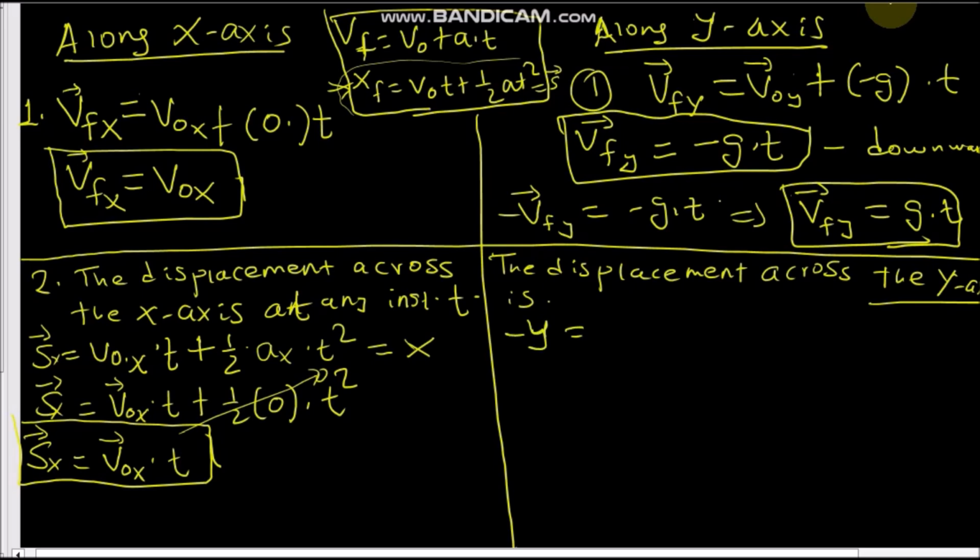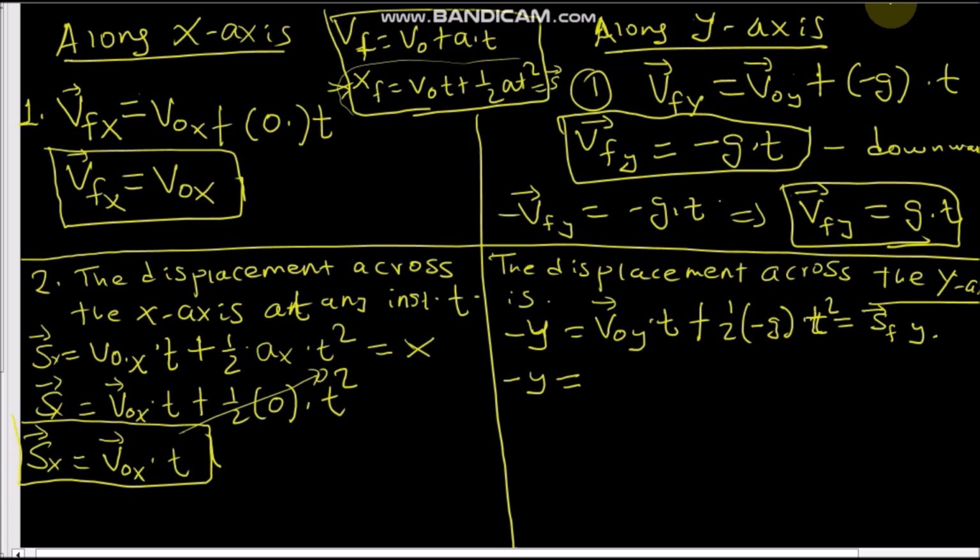is equal to, look at this equation, you convert x, the displacement across the y, equal to v naught across the y times t plus 1 over 2 times the acceleration, which only will have negative g, times t squared. And the final, that means this one is equal to the final displacement across the y. You can write like this, okay, no problem.